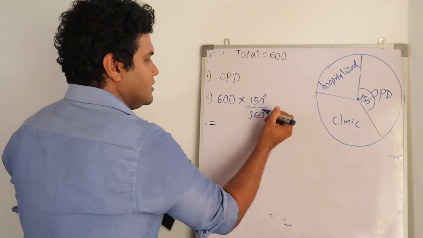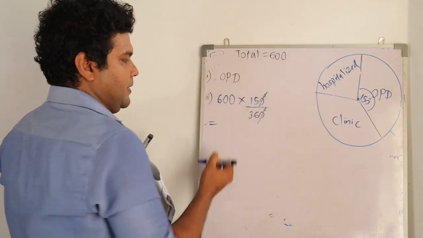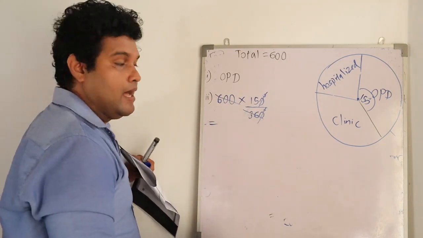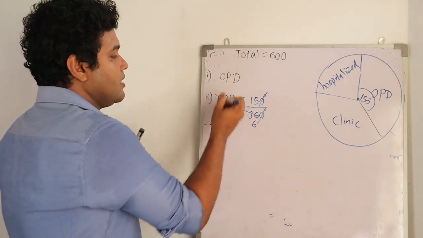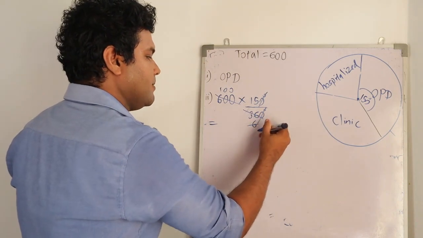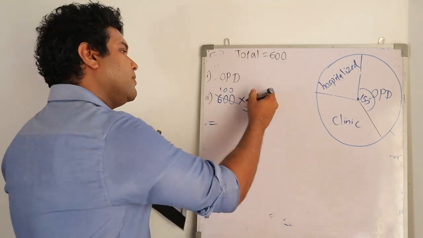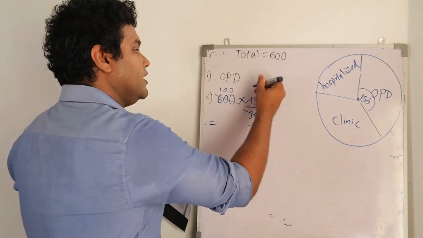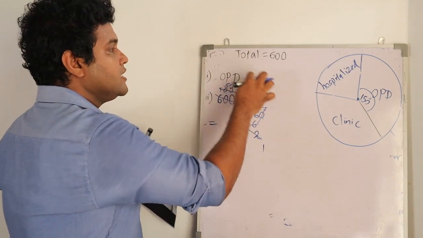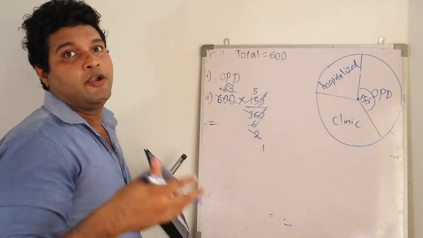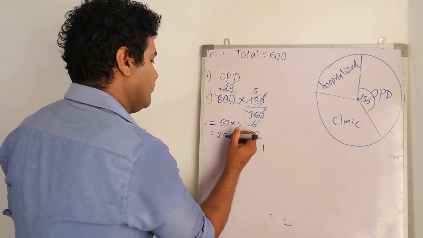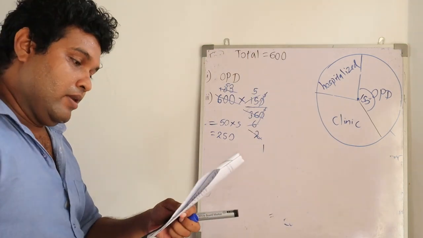Now, 0 to 0 we can simplify. And with this 36 and 600 we can simplify because 6 times are there. 6 times 6, 1, 0, 0. Further, we can simplify. I think it's better to simplify with 3 times. 3 times 2, 3 times 5, and again 2 times 1, 2 times 50. Then 50 times 5, we have to multiply 50 times 5. What's the answer for 50 times 5? 250. The answer is 250 patients.